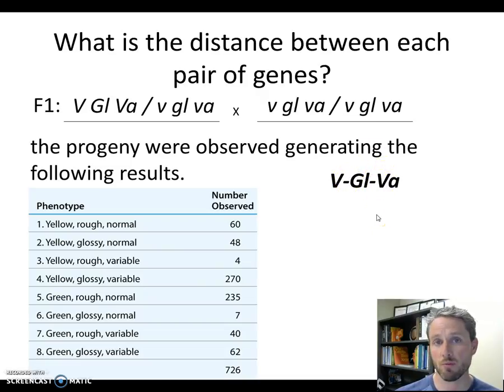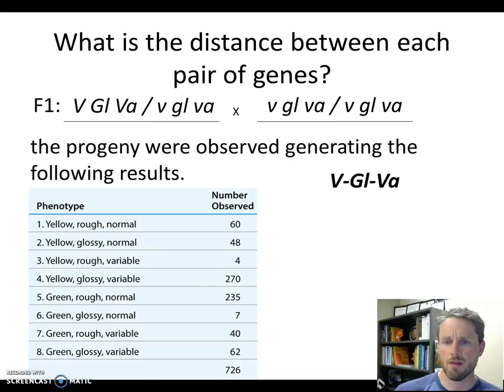So we want to figure out three distances. What's the distance from V to GL? What's the distance from GL to VA? And then what is the distance from V to VA? So there are three pairs of genes, and we want to determine each of the distances.